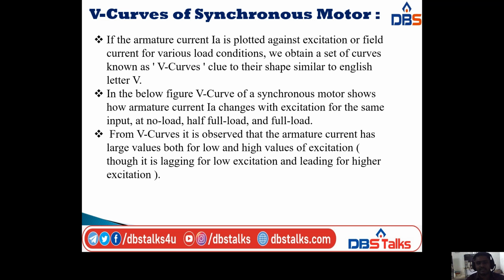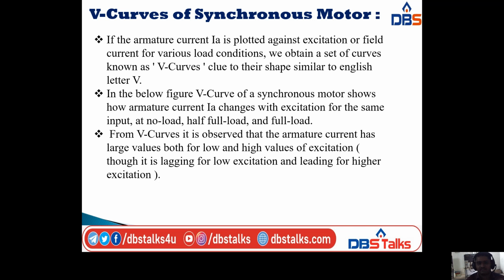If the armature current IA is plotted against excitation or field current for various load conditions, that means lagging, leading and unity, we obtain a set of curves known as V curves, due to their shape similar to the English letter V. I will show the diagram. It looks like a V curve of a synchronous motor, and shows how armature current IA changes with excitation for the same input at no load, half load and full load conditions.